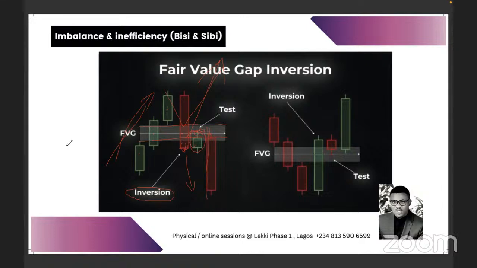I will explain again from the other one. We have a price movement which is directed downward. A fair value gap was discovered.